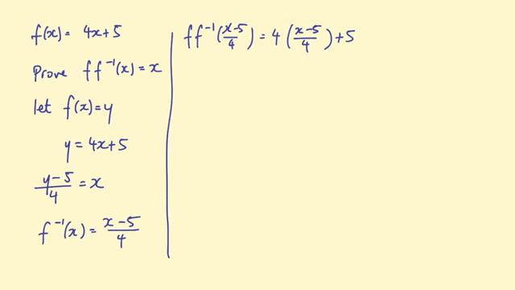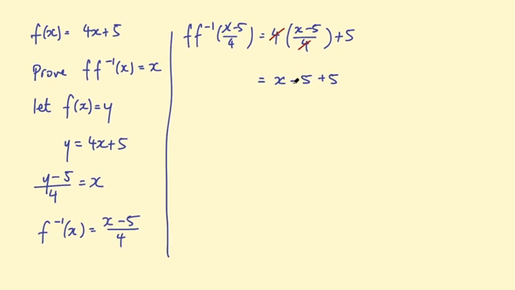And now we just need to simplify this right hand side. So 4 multiplied by this fraction, well, the 4 divided by 4 is just 1, so we can cancel those 4's out. And on the next line, we are just left with x minus 5 plus 5. Well, minus 5 plus 5, that's 0. So we're just left with x. And so therefore we can say f of f inverse equals x. So we've proven what they've asked us to prove.